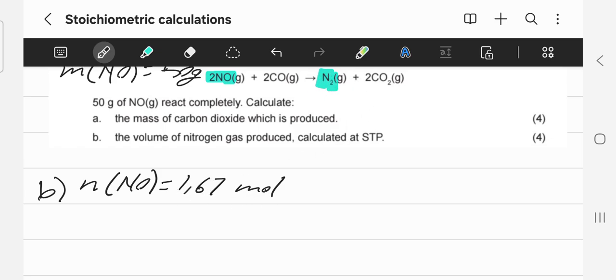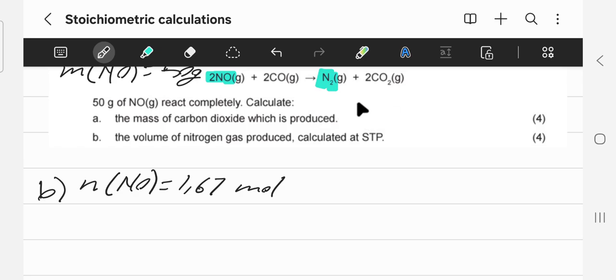And why are we using ratios, guys? It is because we cannot find the number of moles of nitrogen using the formula n is equal to small m over big M, because we do not have the mass of nitrogen. I hope that makes sense.